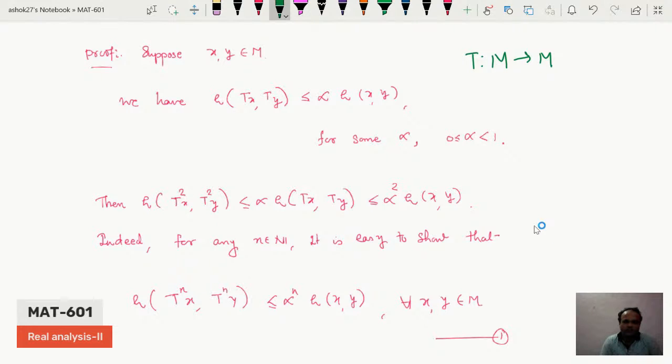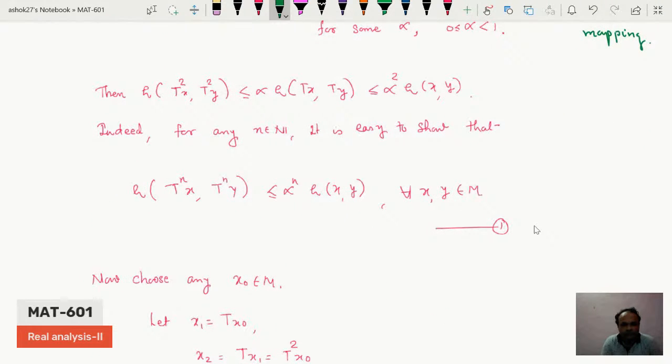Since T is a contraction mapping, it will satisfy the condition that rho of Tx, Ty should be less than or equal to alpha times rho of x, y for some alpha, where alpha lies between 0 and 1. It may be 0 or strictly greater than 0, but surely strictly less than 1. So alpha is a real number and it satisfies this condition. This is just because T is a contraction mapping. You can give this reason: since T is a contraction mapping, we are just using the definition of contraction mapping. So next again, repeatedly we are using that T is a contraction mapping.